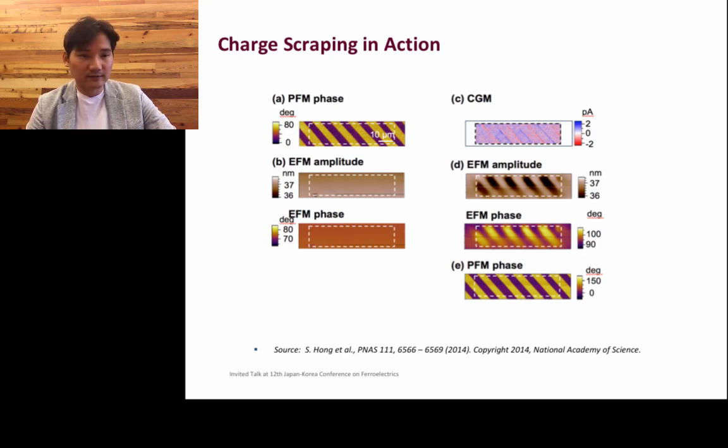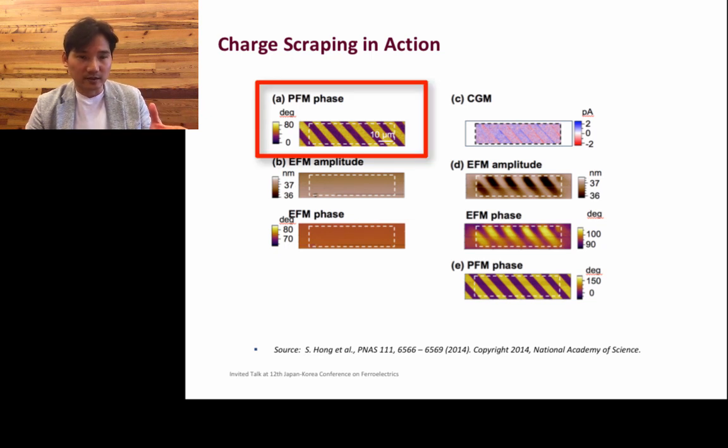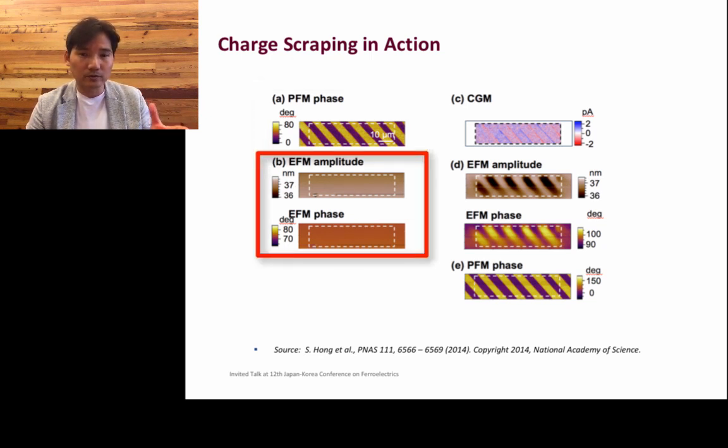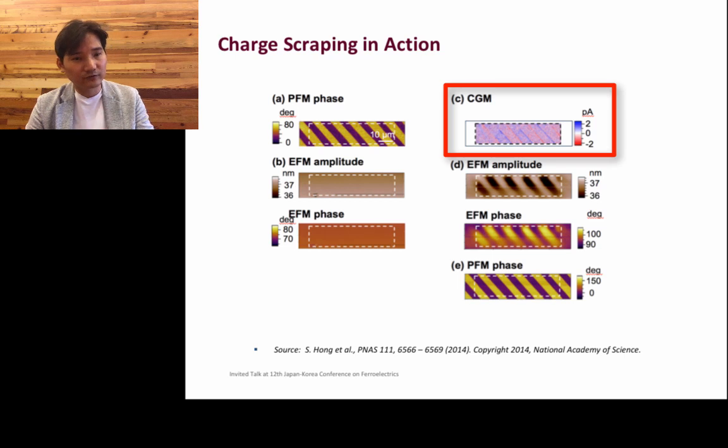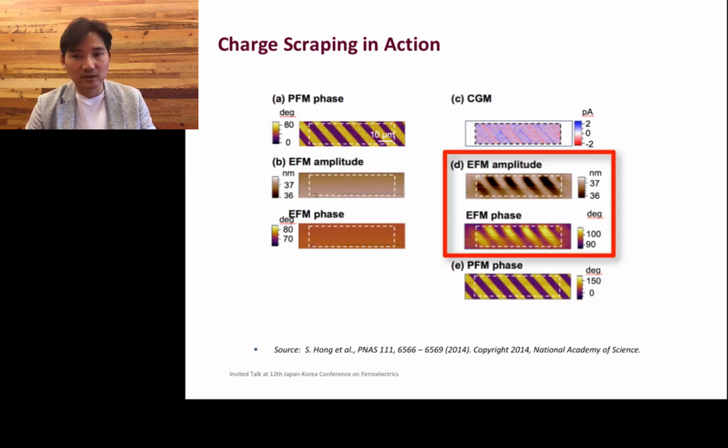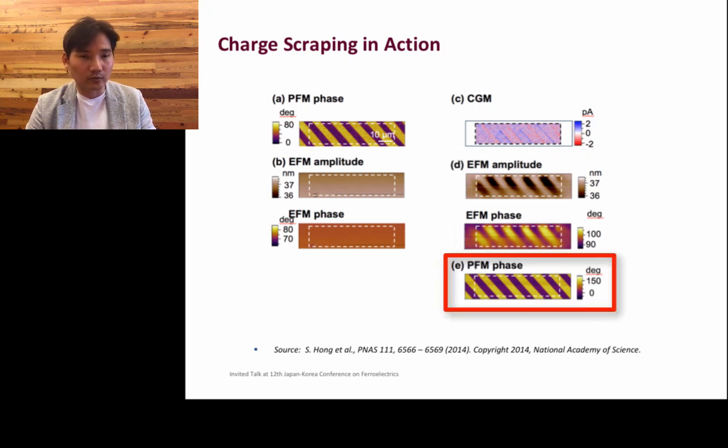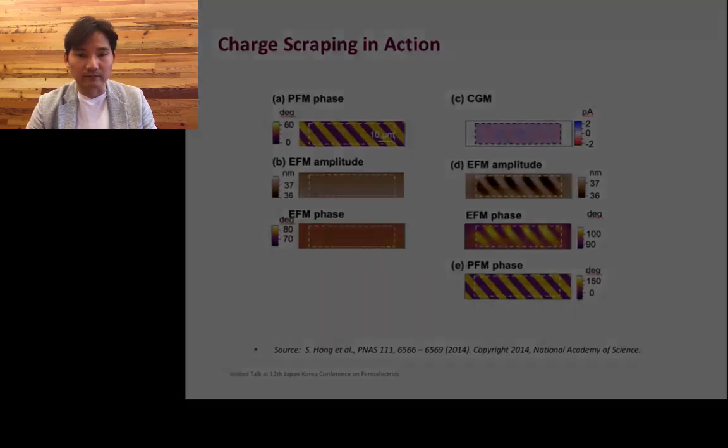So you can see on the left part of the slide, that PFM image is there, up and down domain. EFM amplitude and EFM phase shows very little contrast, meaning it is fully screened. And after we do the CGM on the right side, we collect a large current. And after we do that EFM, we see a very clear contrast, while we don't see much change in PFM, meaning we have perturbed the screening charge that are screened upon the polarization.